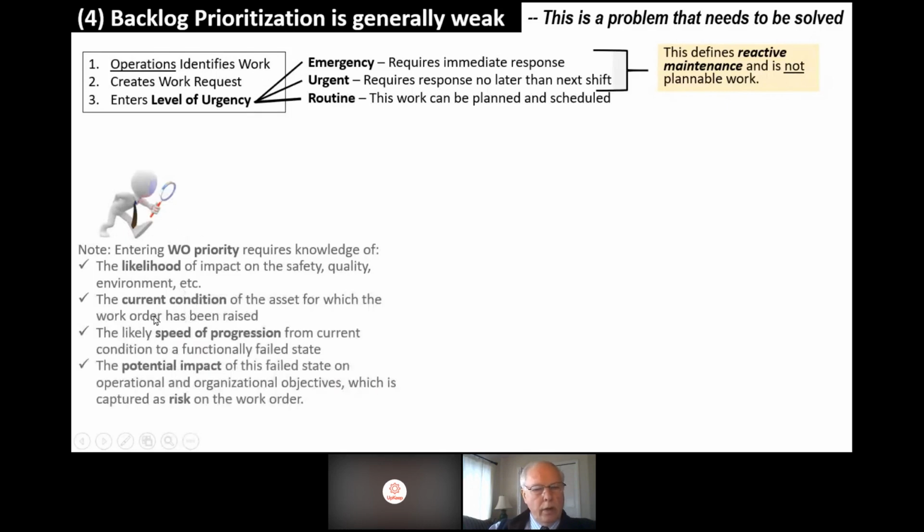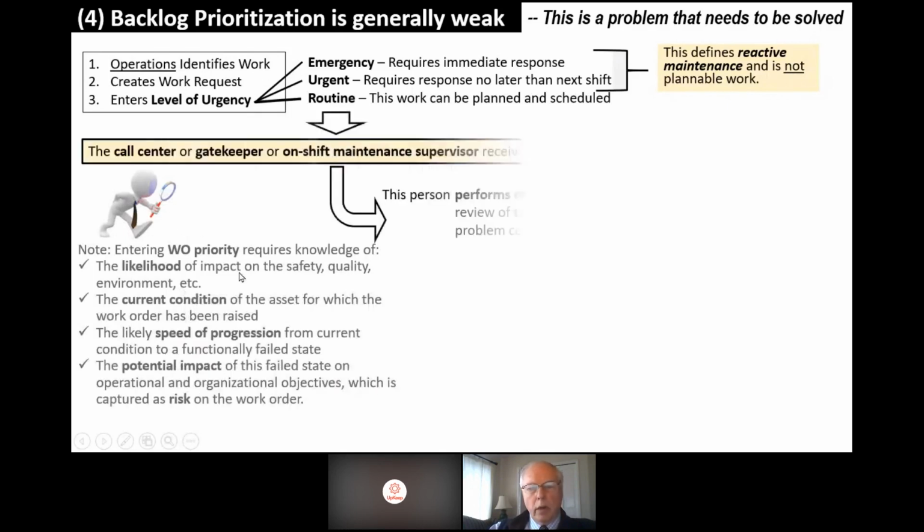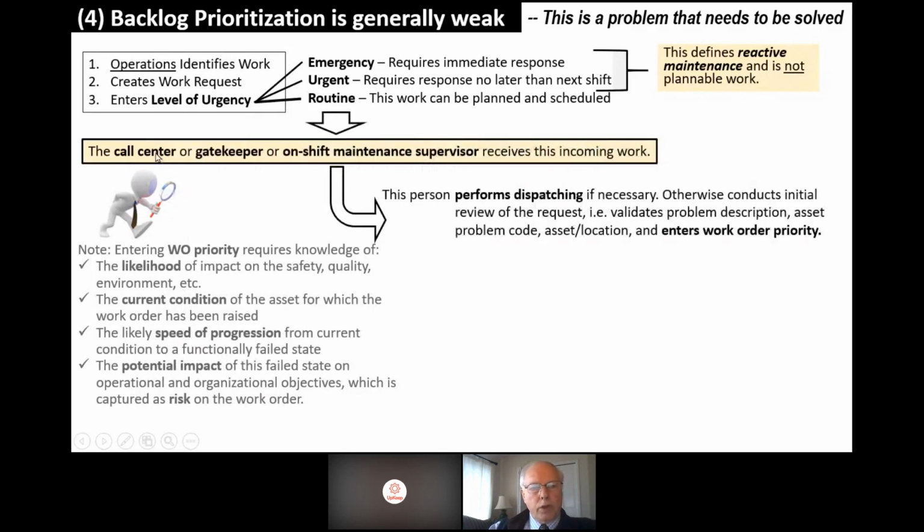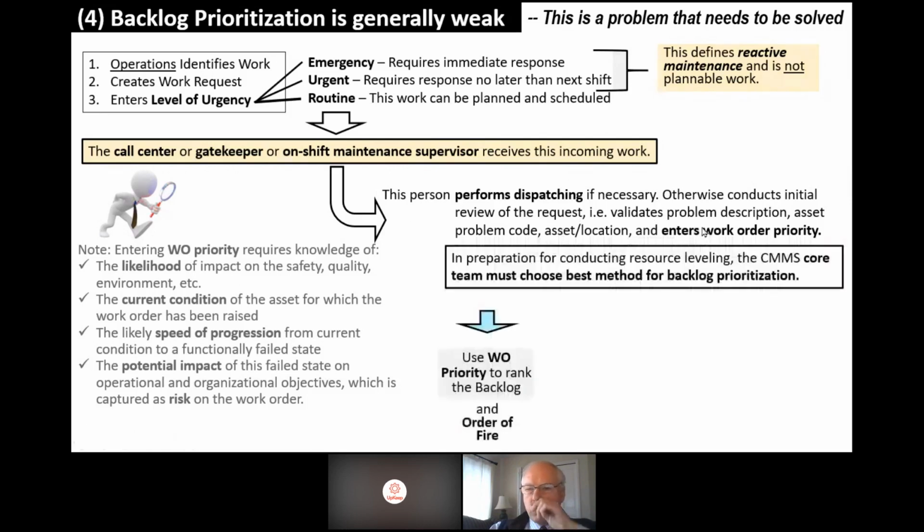This little area describes what it is, but more importantly, the call center, the gatekeeper, or the lead planner or on-shift maintenance supervisor can assign this value. If there's anything that needs to be dispatched, okay, you get that going. But we're talking about all the other work now, the plannable work. We want to assign a priority. Now, what's the best way to do this? Well, you have a field on your work order screen right now, probably called work order priority.